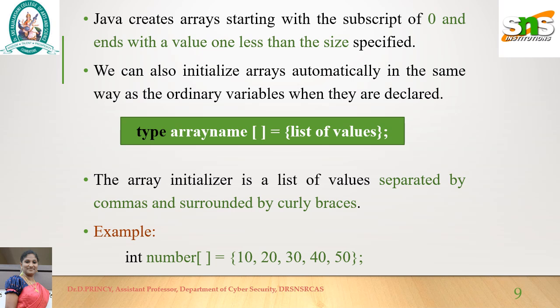Java creates an array starting with the subscript 0 and ending with the value 1 less than the size specified. We can also initialize the values at the time of declaring the arrays using the curly braces. The values are separated by commas. Here is an example. int number[] equal to, within curly braces, I am assigning the values 10, 20, 30, 45. There are 5 values. The size of the array is 5.